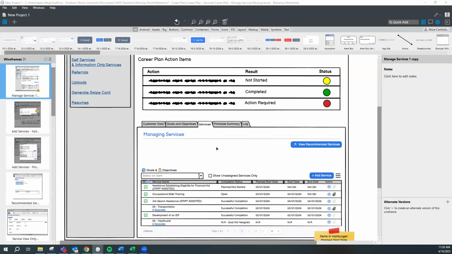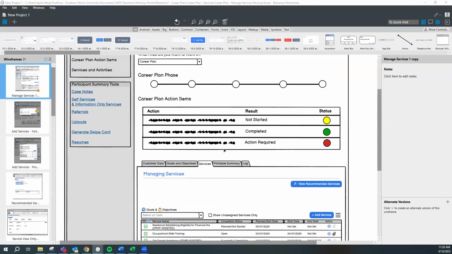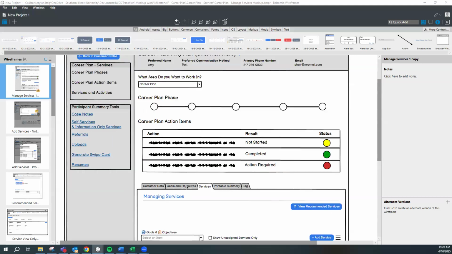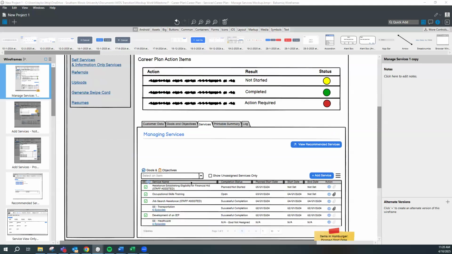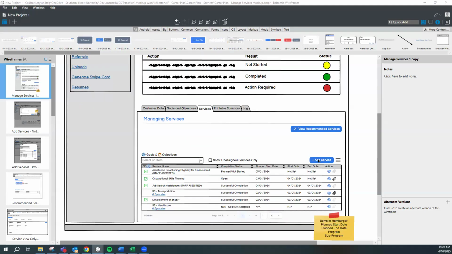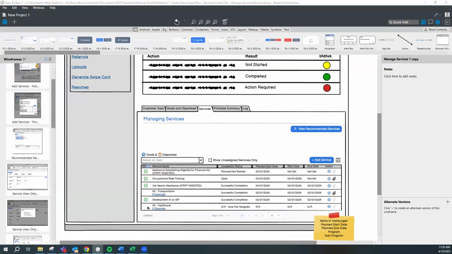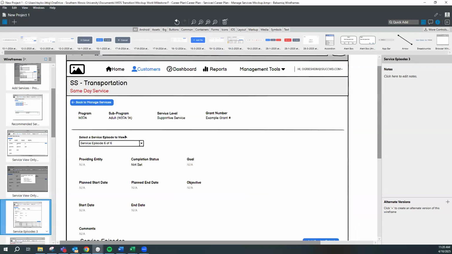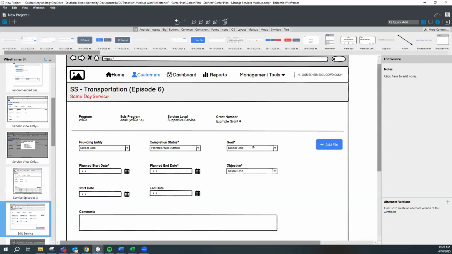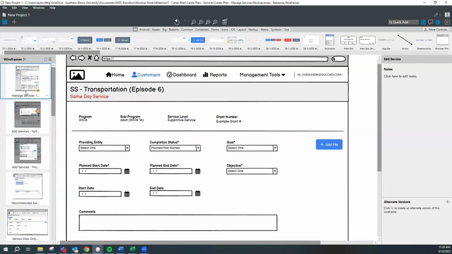That is correct. So to your point, Rory, it kind of depends on where you're at in the customer life cycle. If you already have the career plan developed and your goals and objectives selected, you could add services early, but you wouldn't be able to edit and save them, and they'd show in this view as goal not assigned, because when you go to edit the service, you have to assign a goal and an objective. So if you don't have goals and objectives established yet, you won't be able to edit the service.